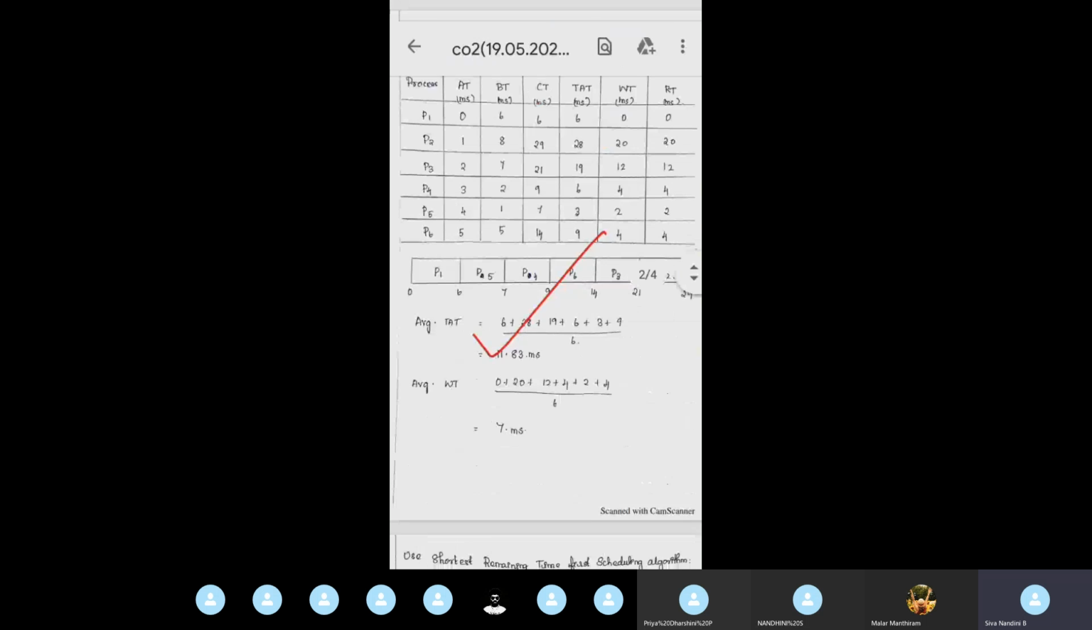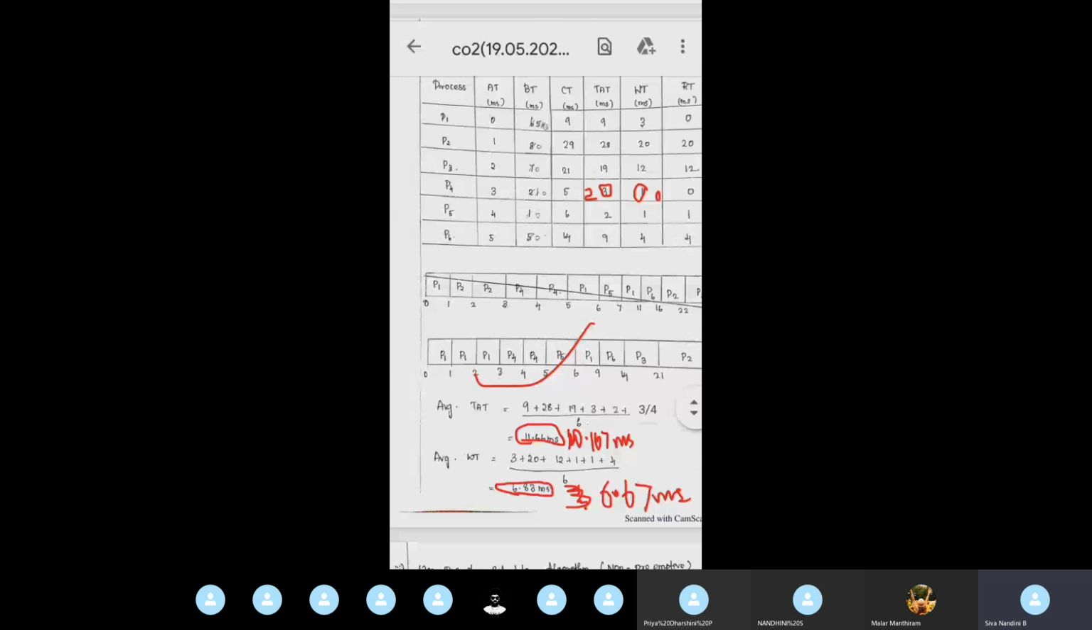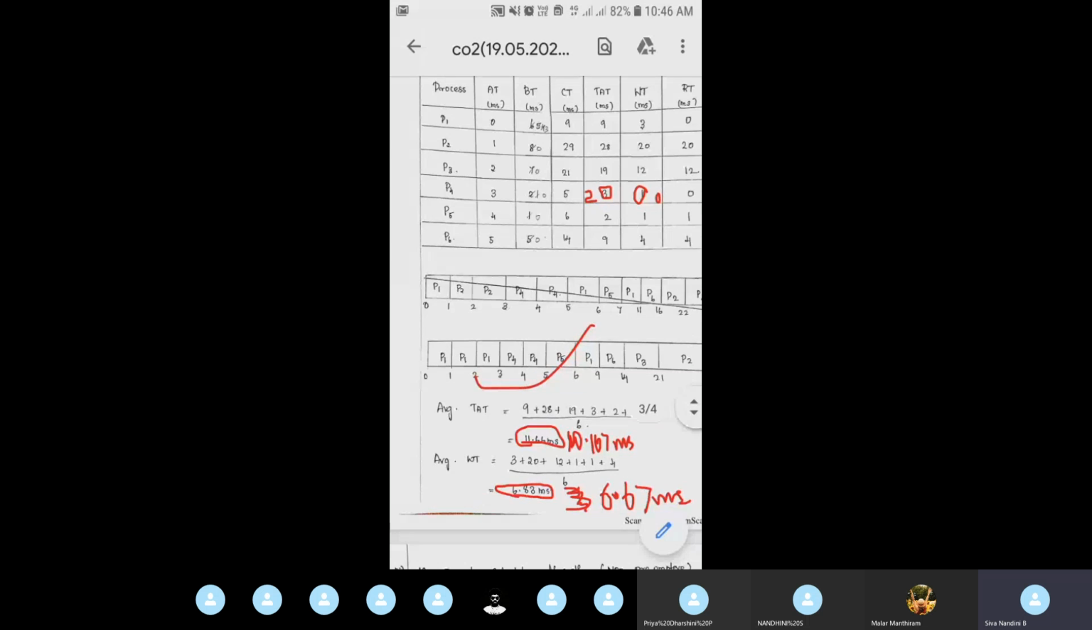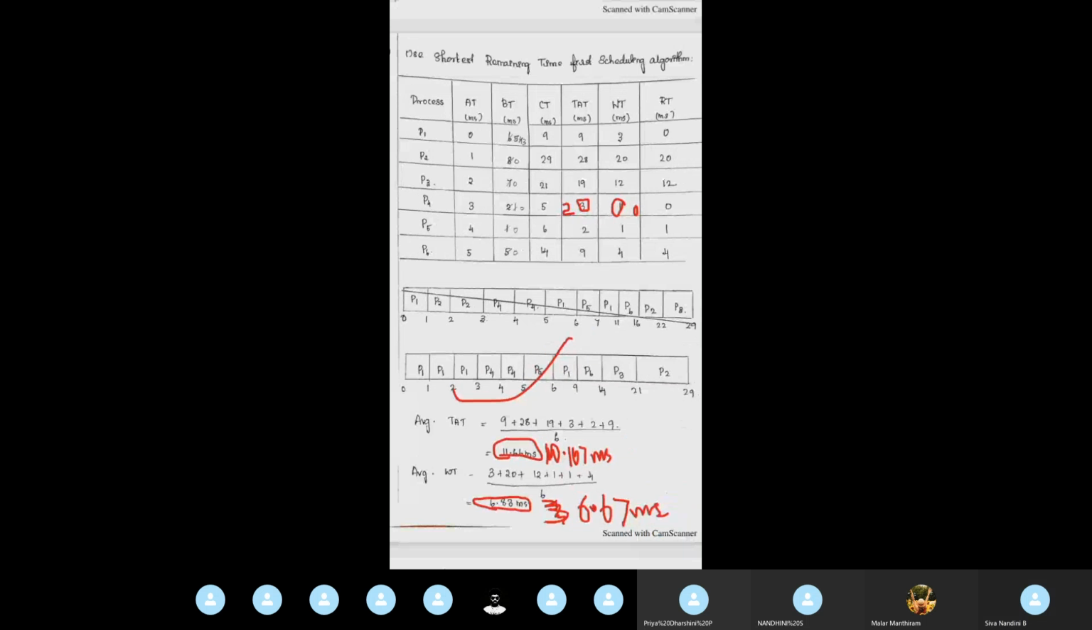The next one is the shortest remaining time first algorithm. Some have written this correctly and some have written it wrongly. Here it is a preemptive type algorithm. In the shortest remaining time first algorithm, first we will see at time 0 which process is there in the system. We have only process P1, so P1 will be executing. Since this is a preemptive algorithm, it should be stopped for the entry of another process.